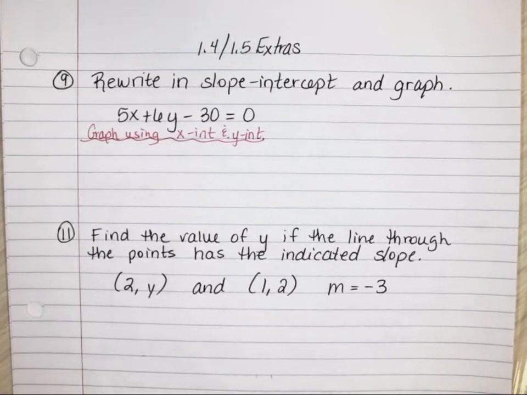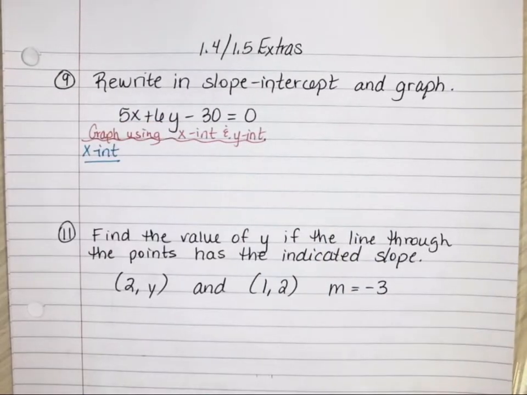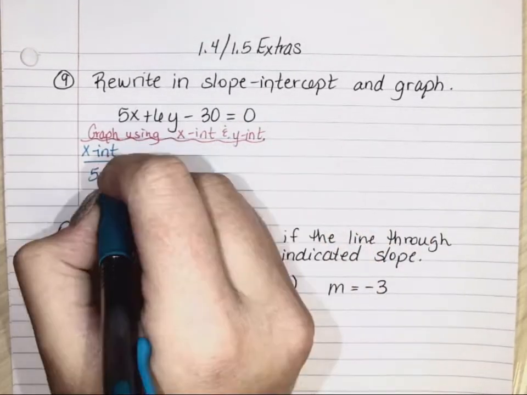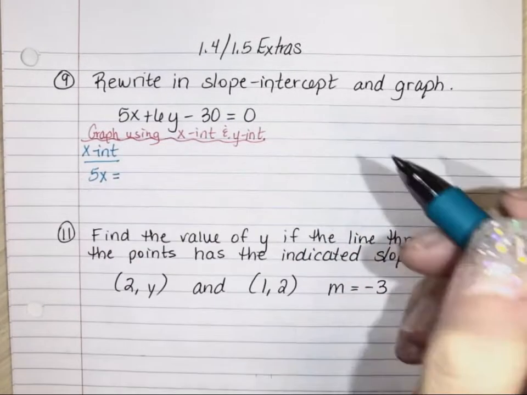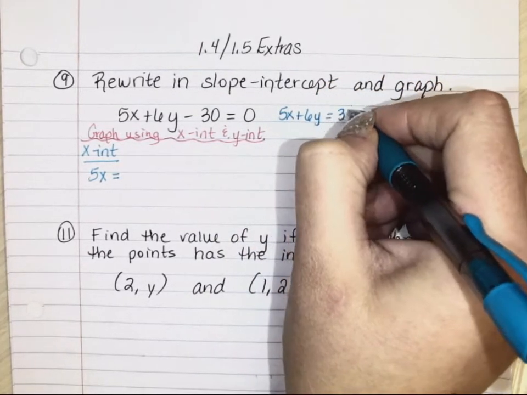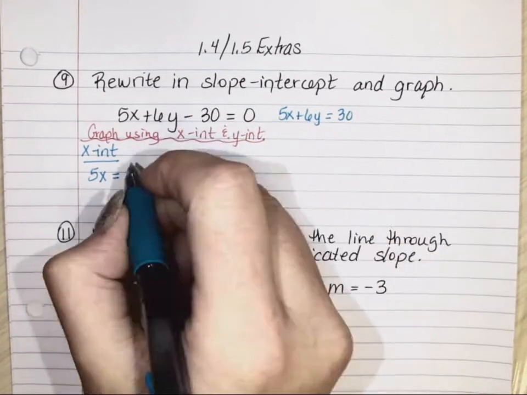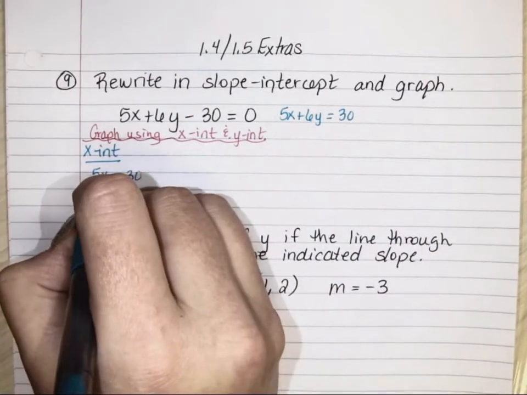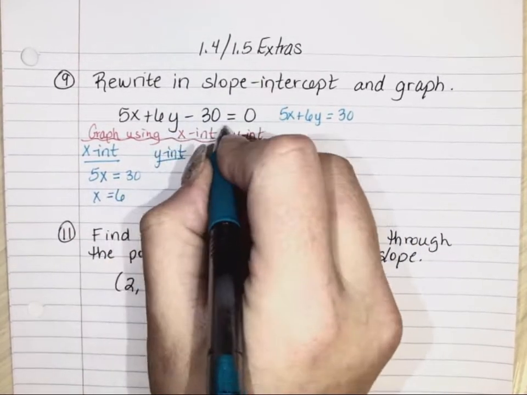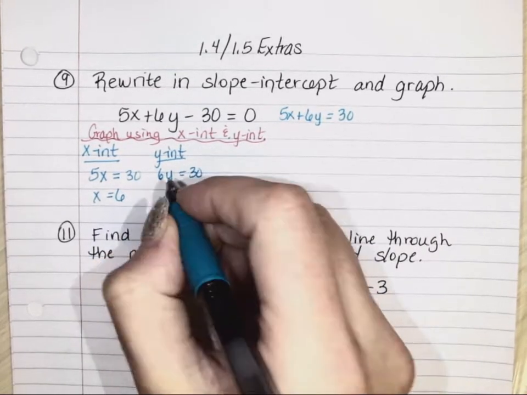So if I find my x-intercept, then you take your x term, which is 5x, and then I'm going to add 30. So this becomes 5x plus 6y equals 30, and set it equal to 30. So you're plugging in 0 for y is what you're doing. So x is 6. And then your y-intercept, take 6y, also set it equal to 30, so y is 5.